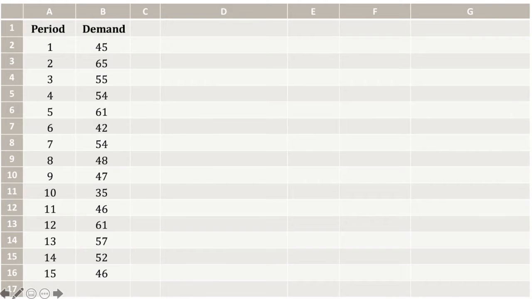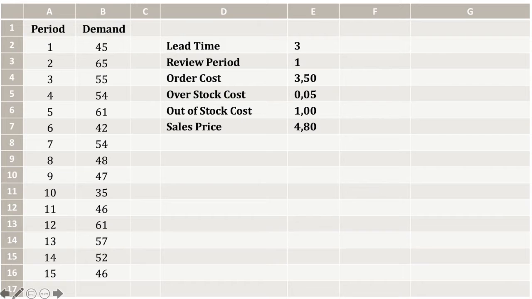In this spreadsheet, we have given the demand for toilet paper, which, if it is not currently pandemic season, fulfills the aforementioned requirements for applying the order up to model. Additionally, we know that the lead time is 3 periods and the review period is 1 period. Also, the order cost for holding and overage as well as the sale price are given. Before beginning with the calculations, we first have to make sure that the periods of the lead time and the review period are in the same unit, for example, in weeks.